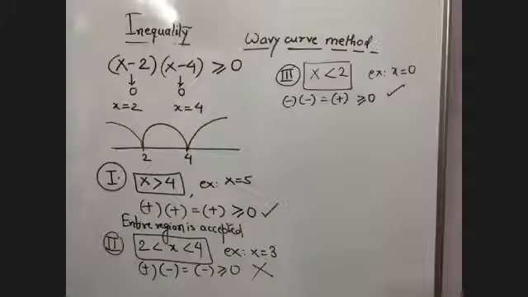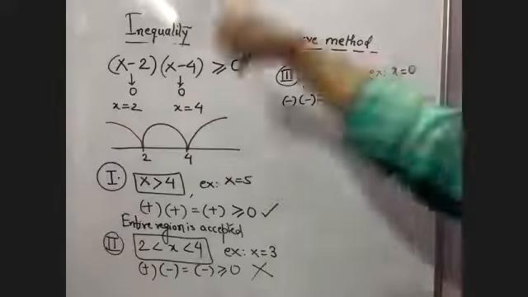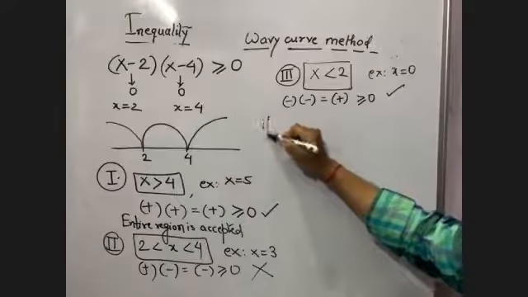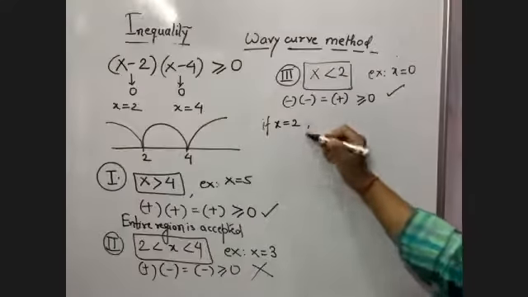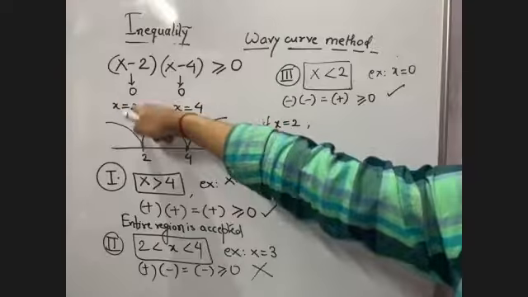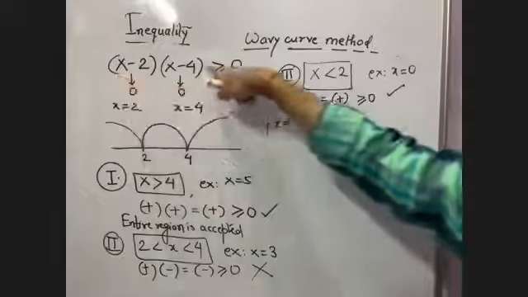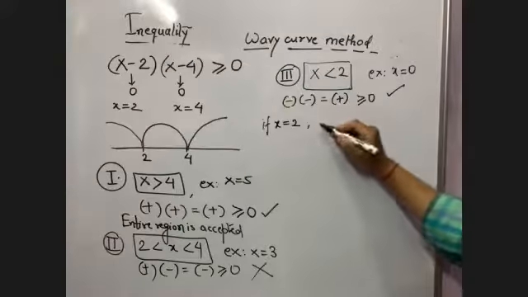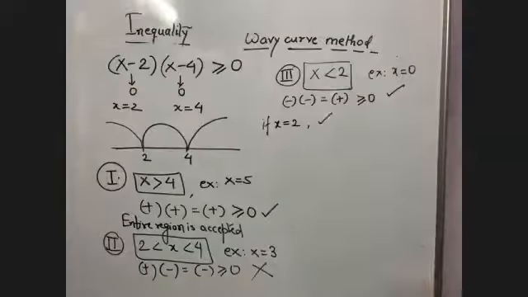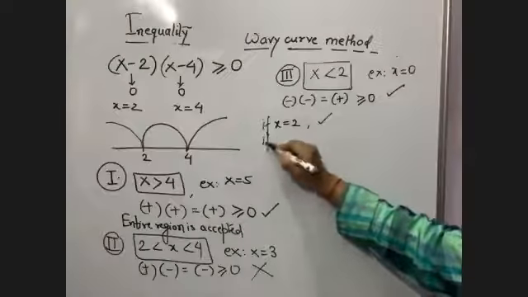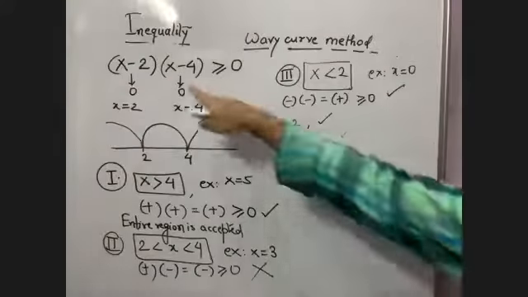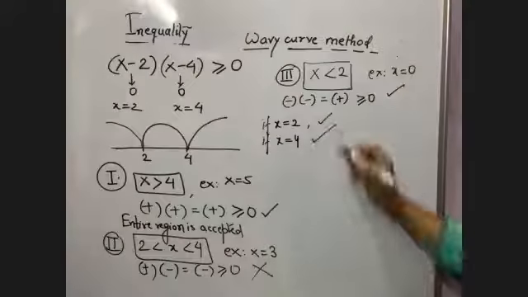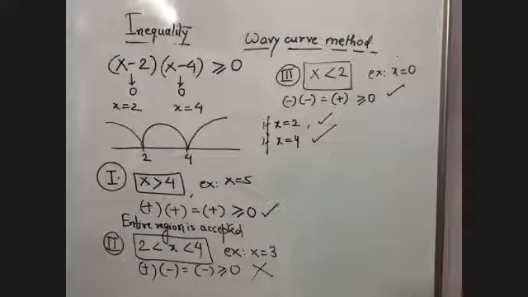Okay. Now, talking about discrete points: if x is equal to 2, this term is 0. Do we want 0? Yes, there is an equal symbol, so it is also accepted. If x is equal to 4, the entire thing is 0. Do we want 0? Yes, we want it, so it is also accepted and will be part of my answer.